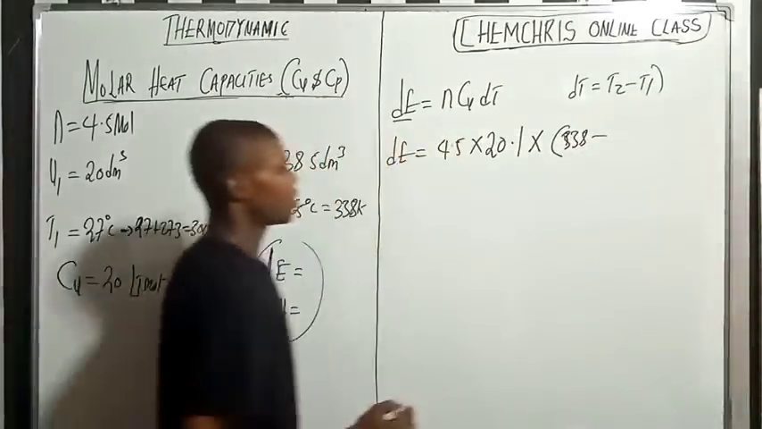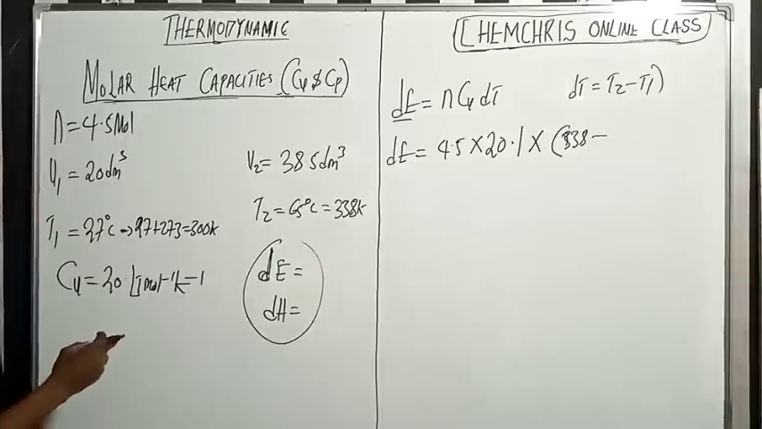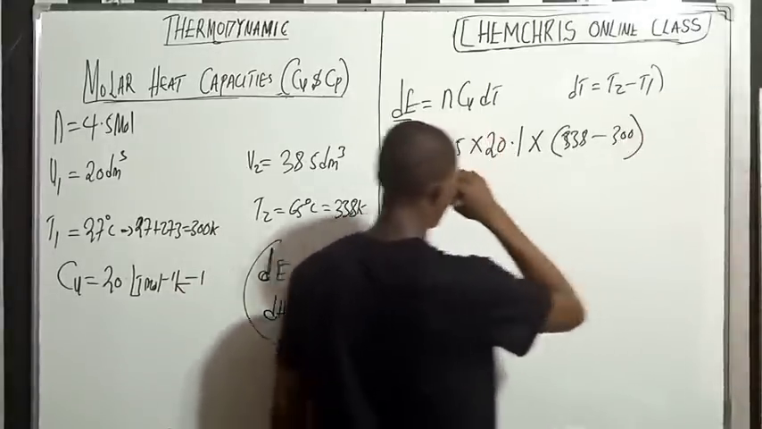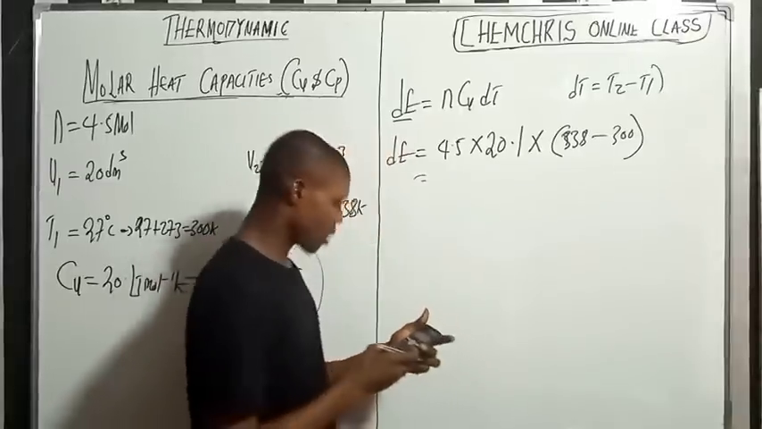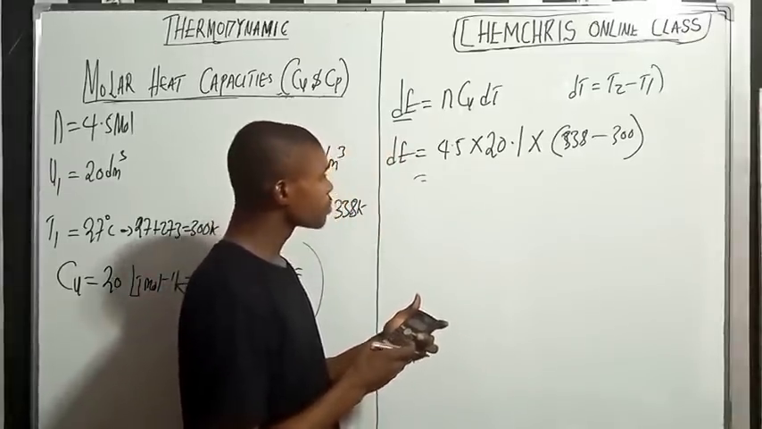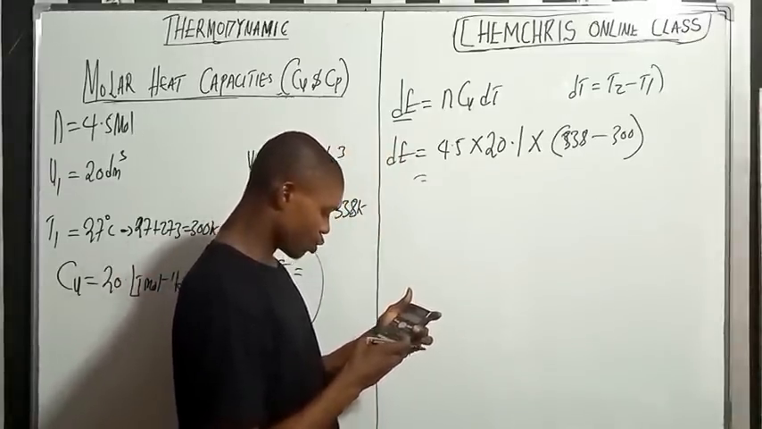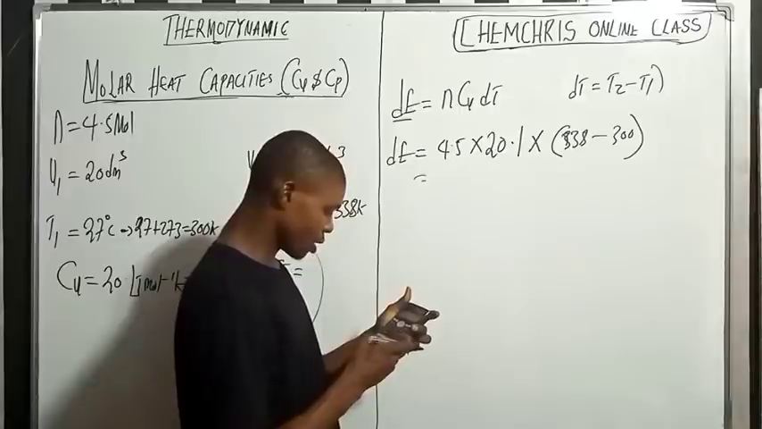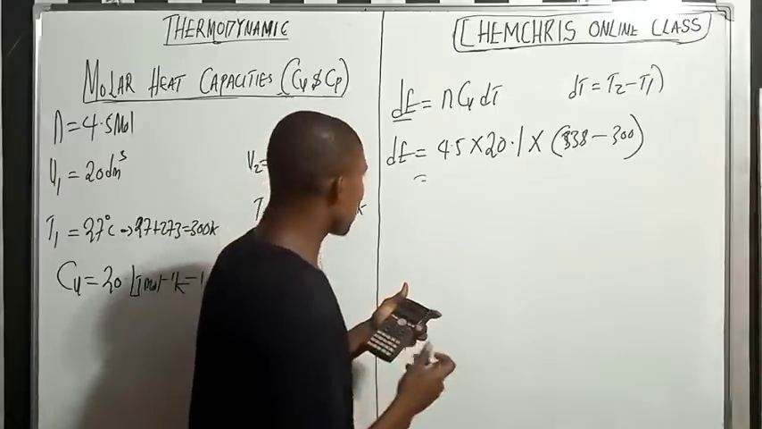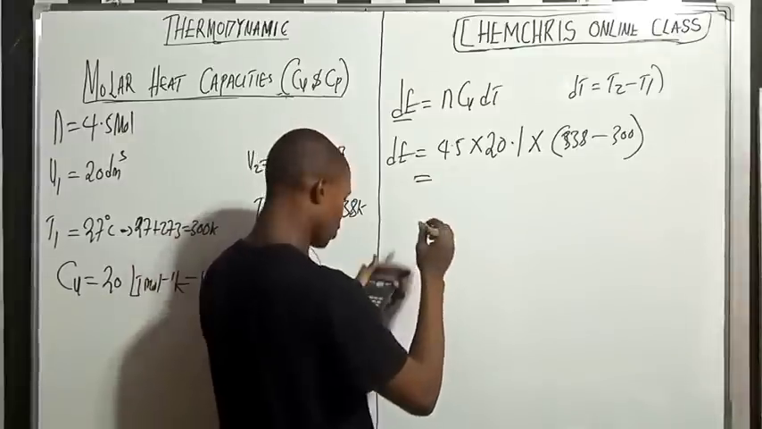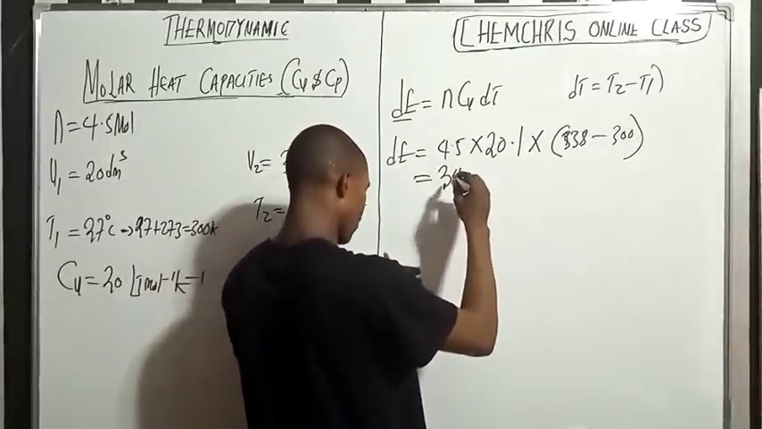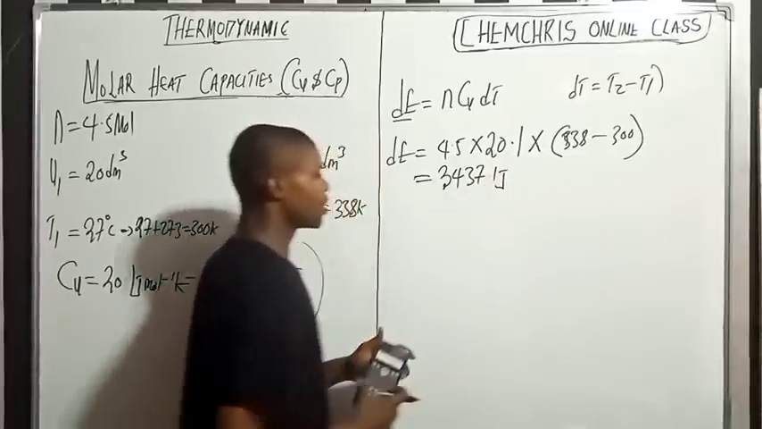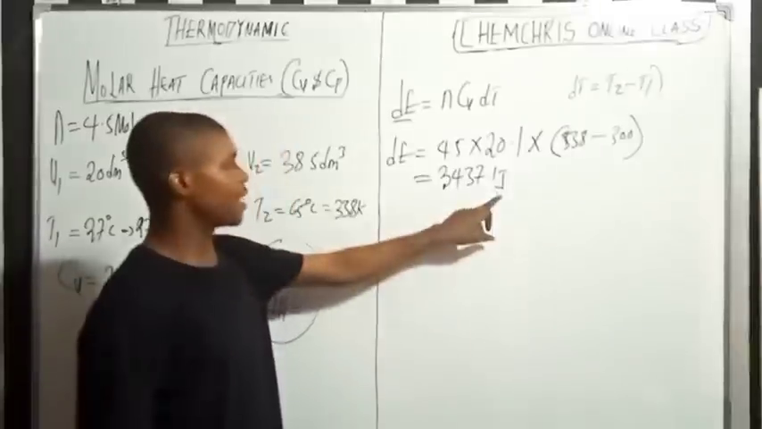338 minus T1 is what? T1 is 300, right? So what will be the answer? You have 4.5 times 20.1 times 338 minus 300. So you have change in internal energy, which is 347.1. The unit is what? Joules. Just that. Now, how do we get joules?